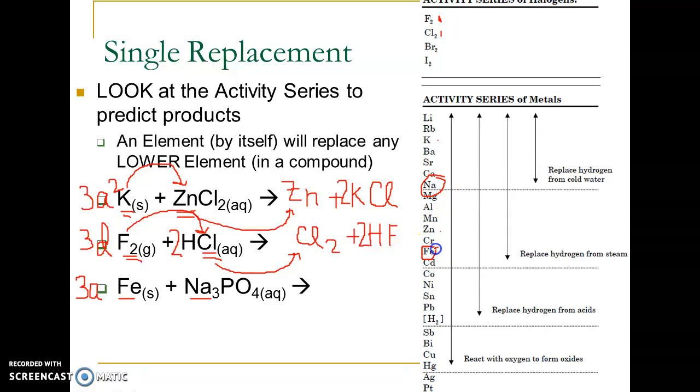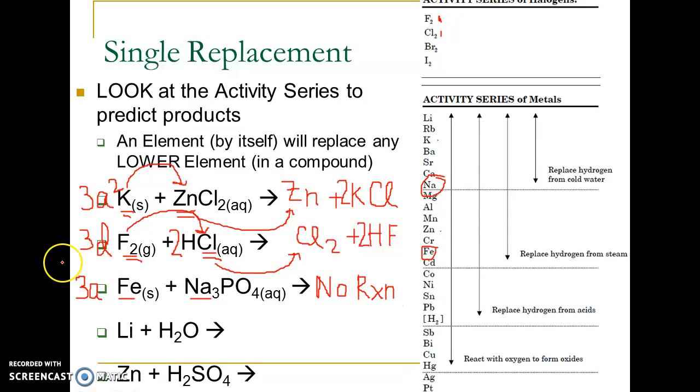Here's iron. Now remember, the element that's by itself needs to be higher in activity. In this case, though, it is not. Therefore, this reaction will not occur, so we're going to write no reaction. I'm going to abbreviate reaction as RXN. Okay, it looks like I have time to do one more.